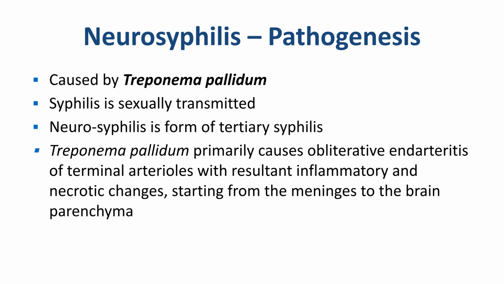The disease process typically starts from the meninges, the protective membranes covering the brain, and then progressively extends into the brain parenchyma itself. This explains why neurosyphilis can present with such diverse clinical manifestations, depending on which areas of the nervous system are most affected by the vasculitis and resulting ischemia.